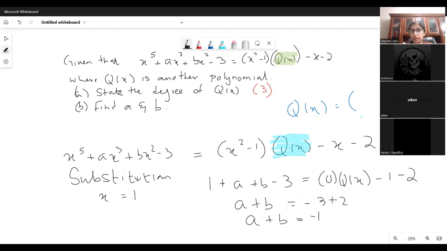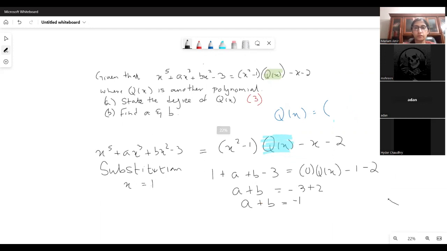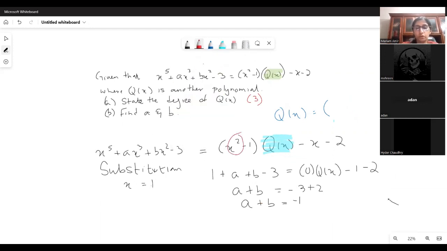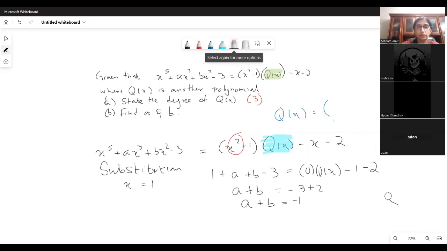Is there any other value? Exactly. If you take x equals minus 1, that will also eliminate qx, just because there's a square on x. Whether you take plus 1 whole square or minus 1 whole square, it will be 1. And then 1 minus 1 is going to be 0. So even if you take x equals minus 1, qx gets eliminated.